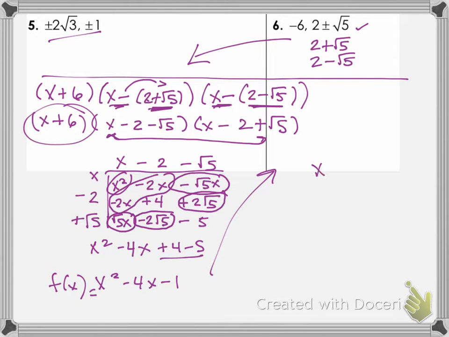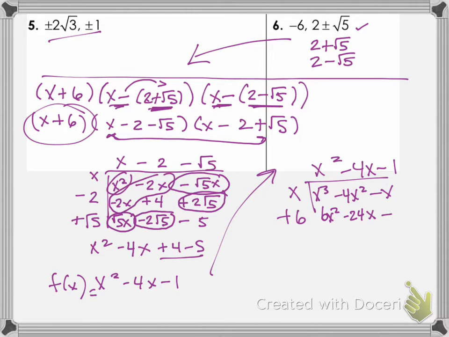We have to do another box. X squared minus 4x minus 1, sorry, times x plus 6. Okay. Now we're good. X cubed minus 4x squared minus x, and this would be 6x squared minus 24x minus 6. So, x cubed, and I have a 6x squared minus a 4x squared, so that would be plus 2x squared. 24x plus x is minus 25x minus 6. Phew! Okay, that's the right answer.